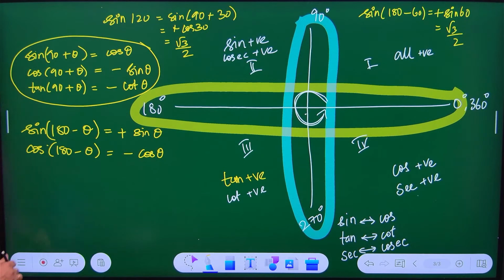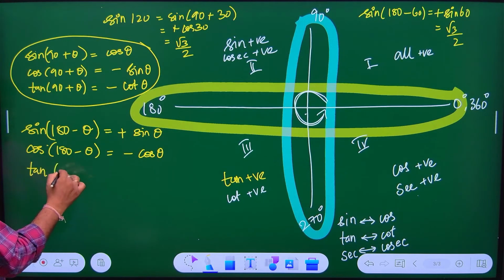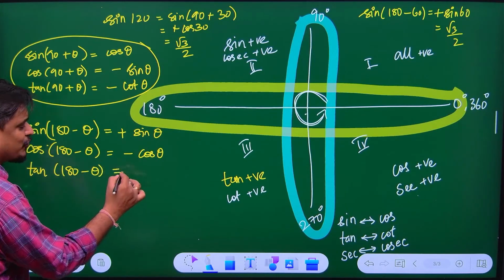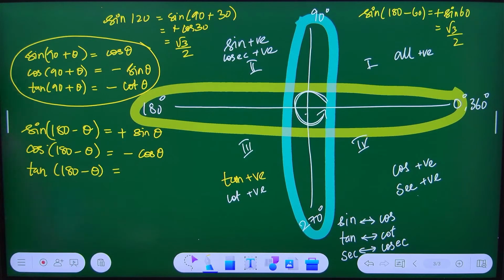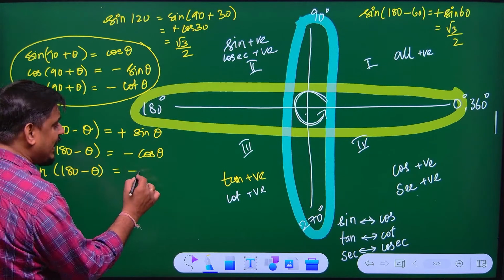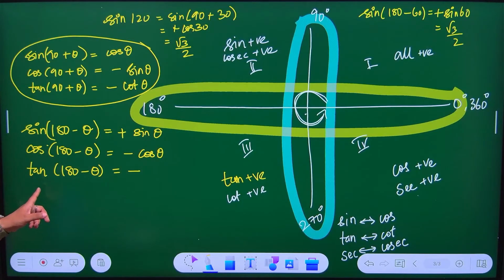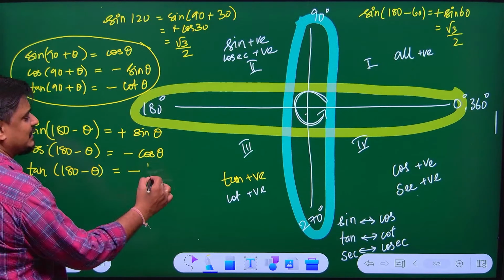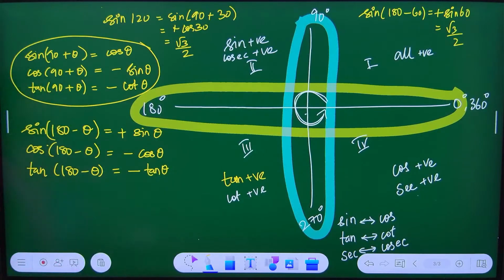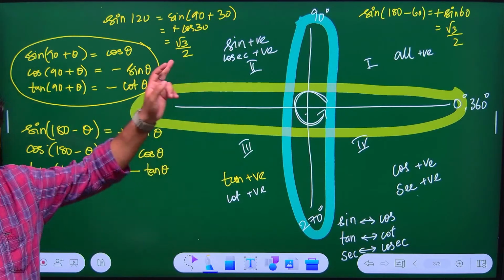Niranjan, unmute yourself. What is tan 180 minus theta? Step by step. Which quadrant? Second quadrant. Very good. In the second quadrant, tan is positive or negative? Negative. With the 180 line, will it change tan to cot or will it remain tan itself? It will remain tan itself. So the answer is minus tan theta. Tan will not become cot until you are using the 90 line. Now you are using the 180 line only.